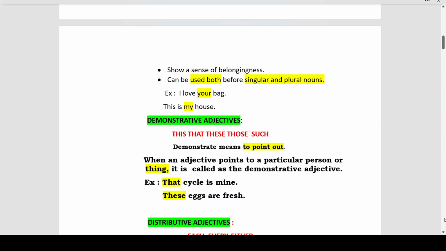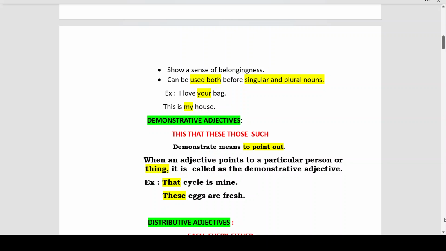We use that and those when things are farther away from us. This and that are used for singular nouns. These and those are used for plural nouns. Now, demonstrate, as I told you, means to point out. So, when an adjective points to a particular person or thing, it is called a demonstrative adjective.